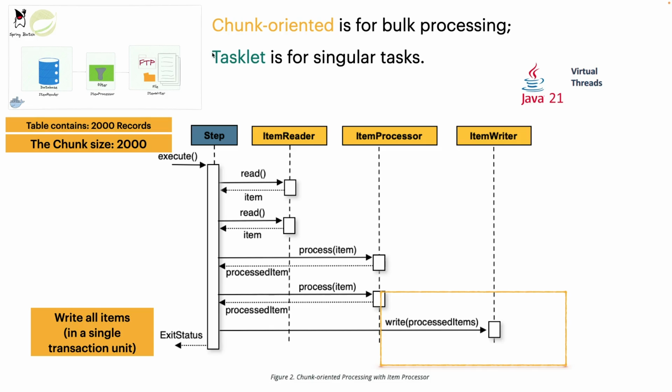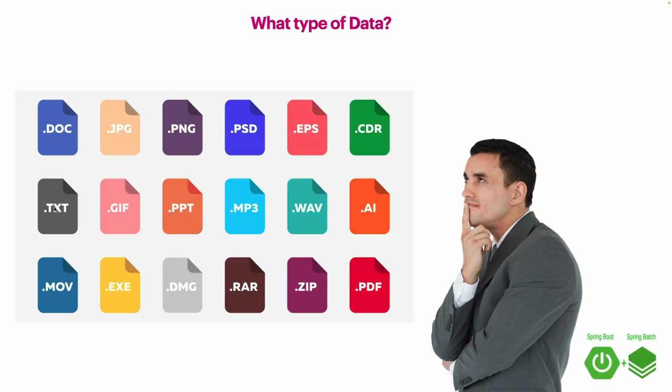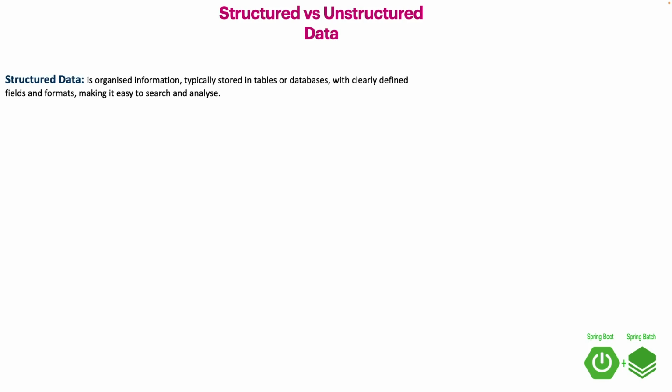Now, I'm talking about processing data, processing items. So what type of data are we talking about? I don't mean the extension of, let's say, the file. I mean the data itself. So what I want to tell you guys is when we think about the data, we mostly have two types of data, structured data and unstructured data.